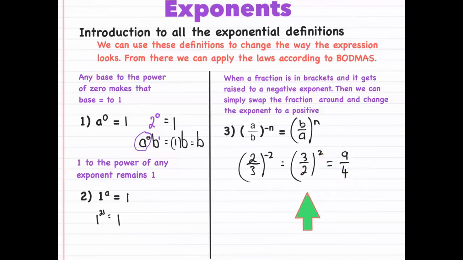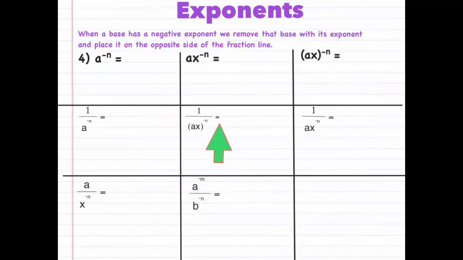So let's go and look at our fourth definition, which is quite a long one. Now this definition simply states that when a base has a negative exponent, we remove that base with its exponent. Okay, so it's only the base that has a negative exponent, we remove it and place it on the opposite side of the fraction line. And then that negative exponent becomes a positive exponent. So let's quickly see what happens. So this is the base a and it has a negative exponent.